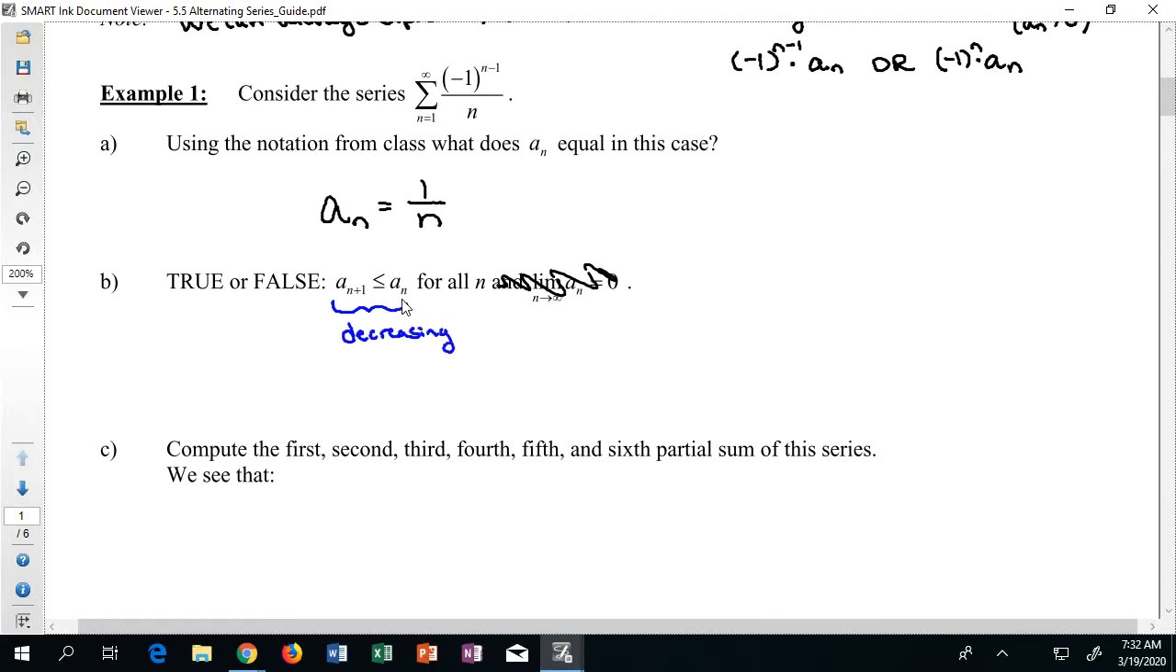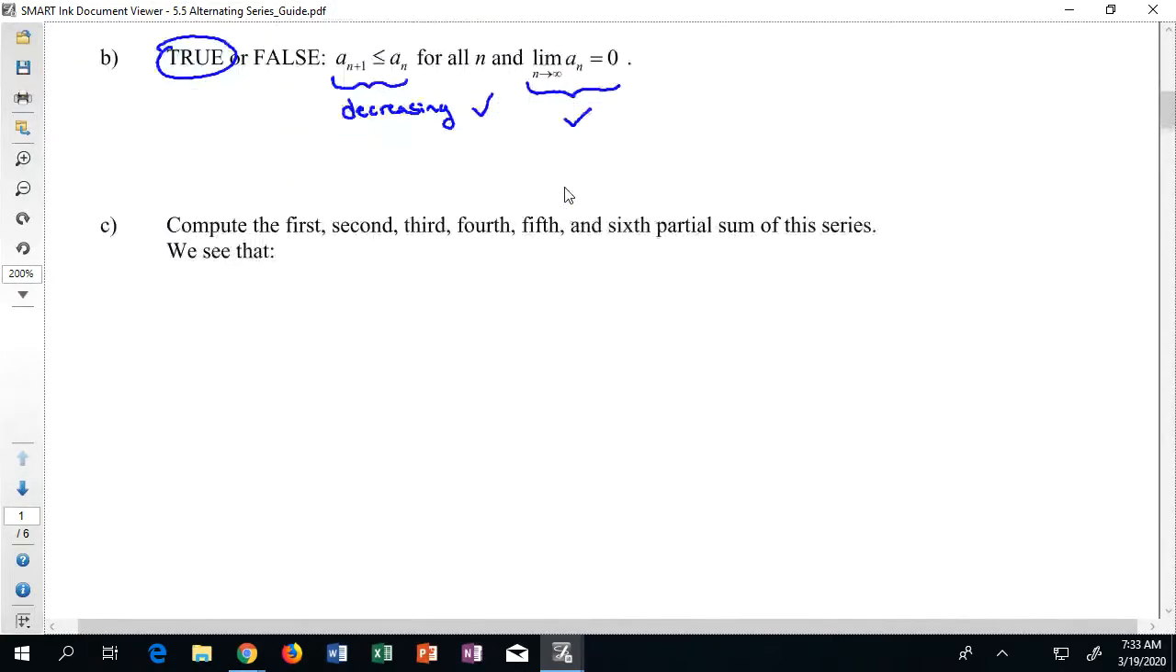Notice I am saying a sequence, because by itself, a sub n is just a sequence. It's not until I put this a sub n into a series, or into an addition problem, that I end up with a series. So I can see that this seems to definitely be decreasing. That's not a problem. And when I look at the other criteria, the limit approaching 0, that also seems painfully obvious to be true. So both these statements are true. The weird thing is that if both these statements are true, I can start to reach a lot of other interesting conclusions. So let's take a look down here at part C.